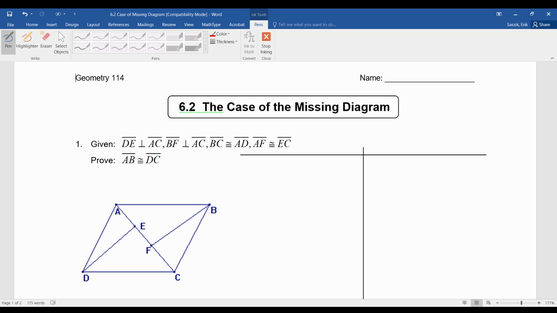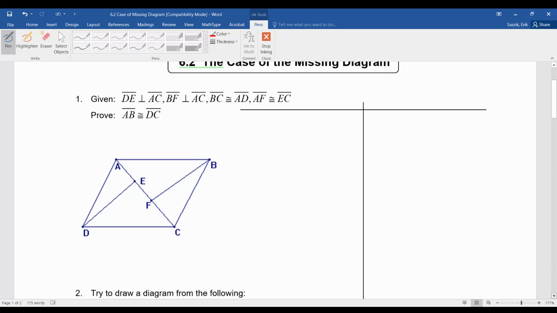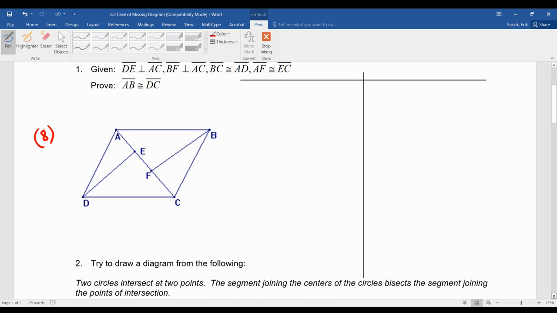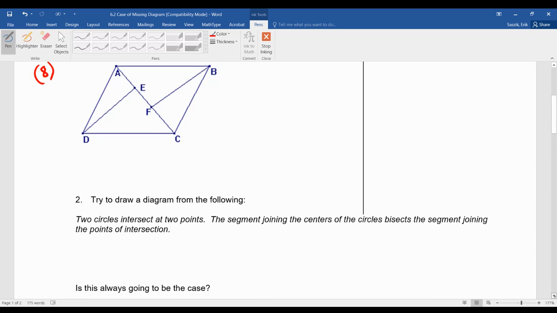All right, kids, section 6.2. There's an opening problem here. I'm not going to do this. There's nothing new here, and I'll post these solutions in the regular spot later. If you feel like messing with it on your own, it's just 8 steps. Okay, I'm going to talk about this next one, though.